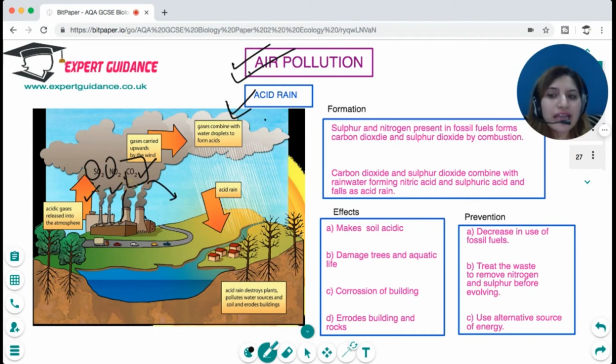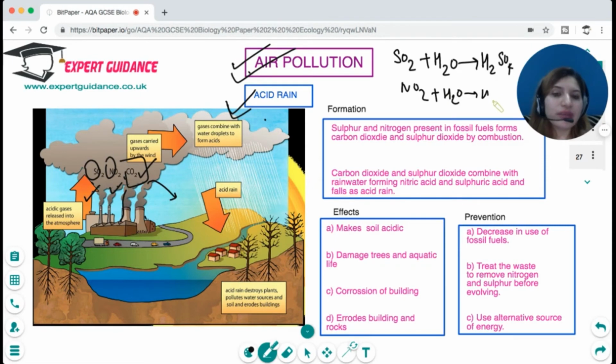Carbon dioxide contributes to global warming. But sulfur dioxide and nitrogen dioxide react with the rainwater. As sulfur dioxide reacts with rainwater, it forms sulfuric acid. And when nitrogen dioxide reacts with the rainwater, it forms nitric acid. And they fall as acid rain. And what effect are they having? They're making the soil acidic, damaging trees and aquatic life. They're corroding buildings and eroding rocks.